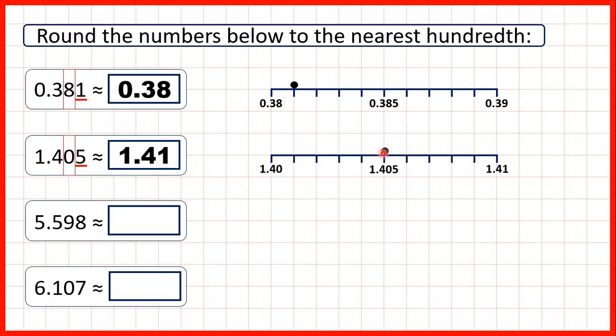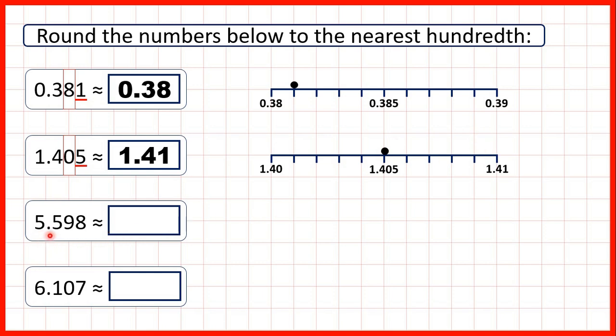We can see on our number line that 1.405 is right in the middle of 1.40 or 1.4 and 1.41. But if a number is right in the middle, then we always round up, not down.